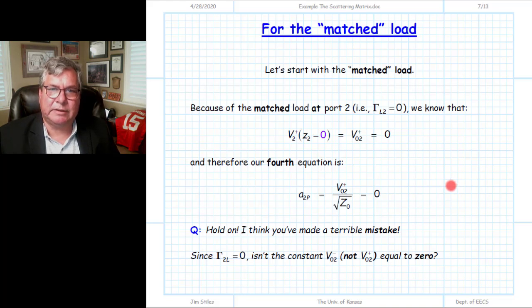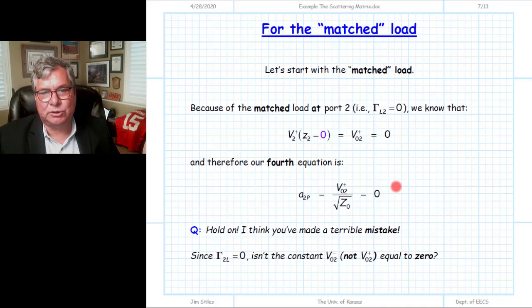So let's start with the device, which is the match load that is connected to port 2. The load reflection coefficient for a match load we know is equal to 0. And from that we can conclude that the normalized wave amplitude of V02 plus is equal to 0, and from that then the normalized incident wave amplitude on port 2 is equal to 0.